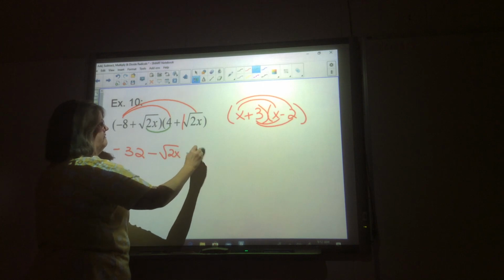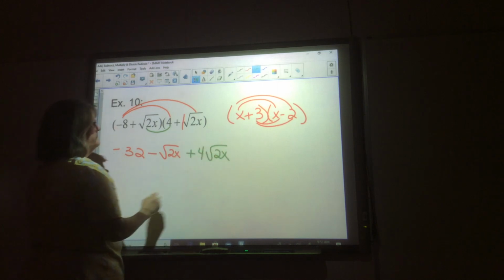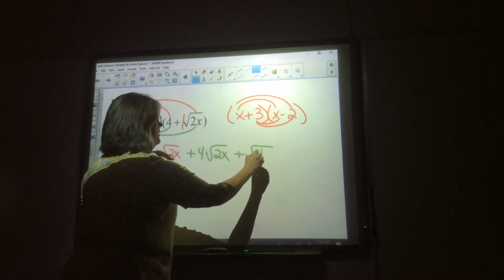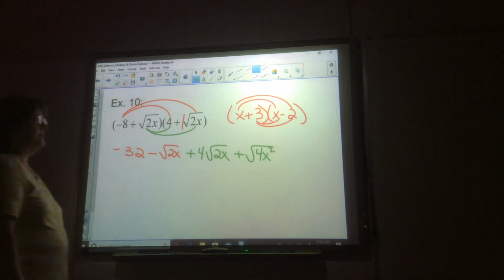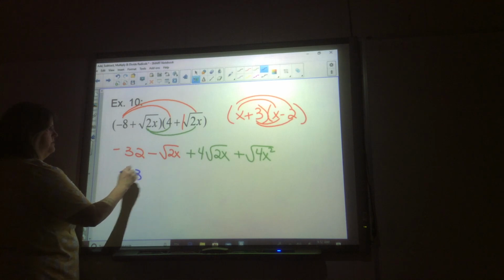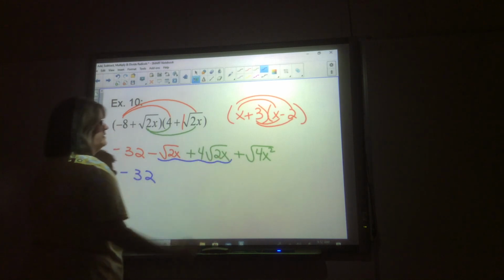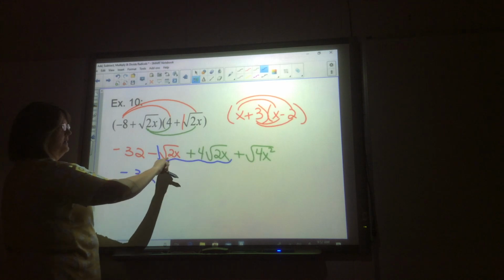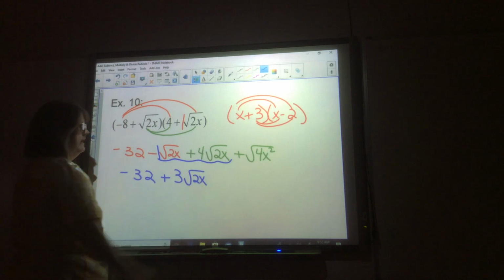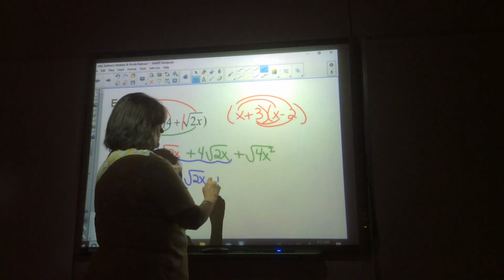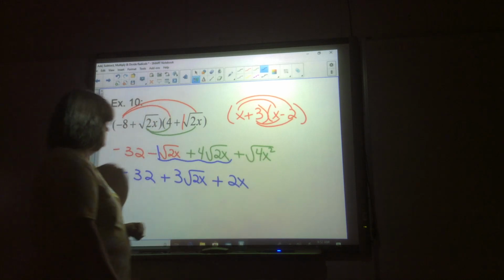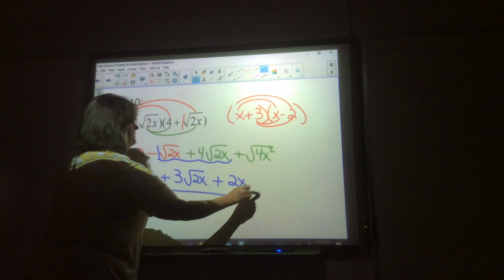So this is 4 square roots of 2x. And then this is the square root of 4x squared, because 2 times 2 is 4 and x times x is x squared. Now, -32. These two are like because they're both square root of 2x. So -1, positive 4. It's positive 3 on the square root of 2x. Okay? Square root of 4 is 2. Square root of x squared, 2 goes into 2 one time with nothing left over. And that is my answer.